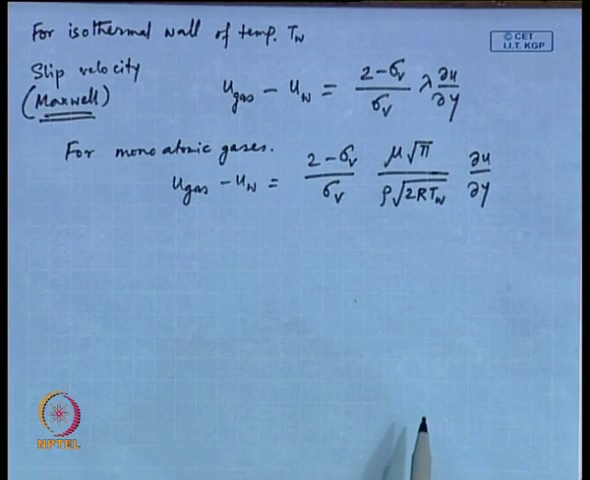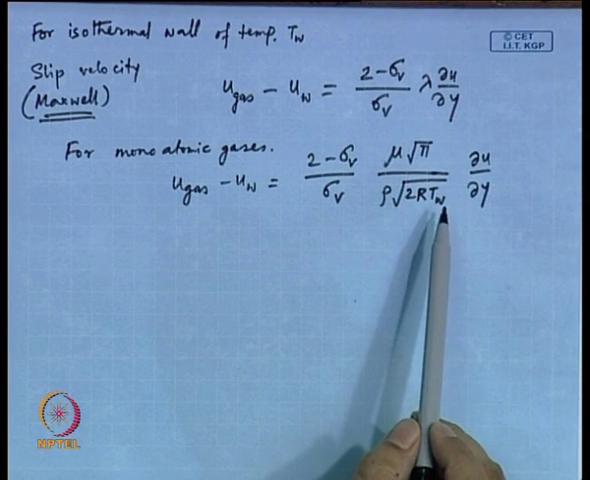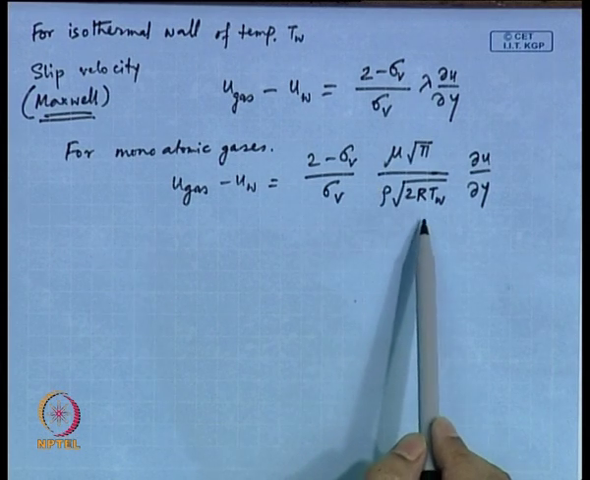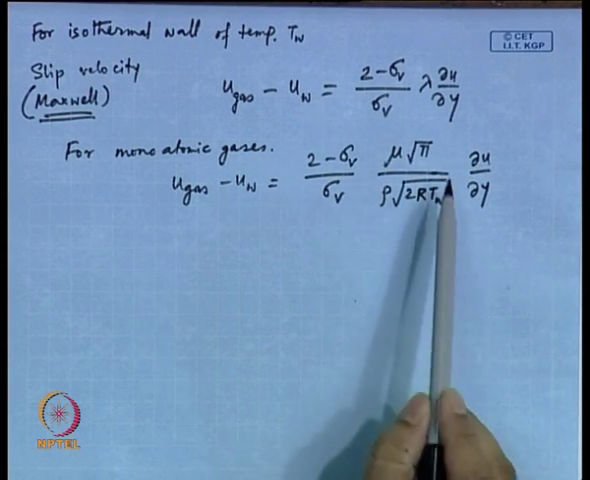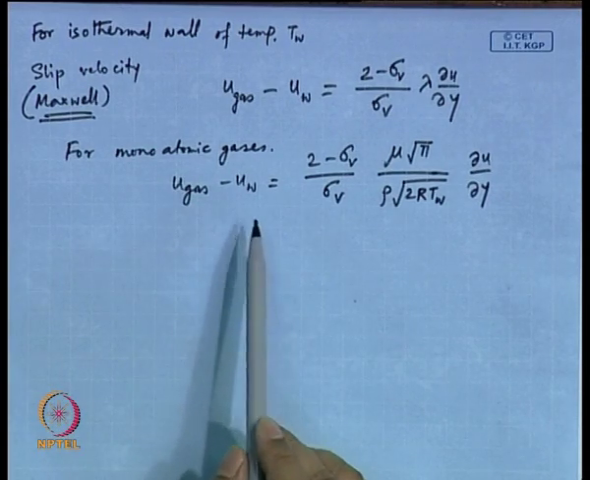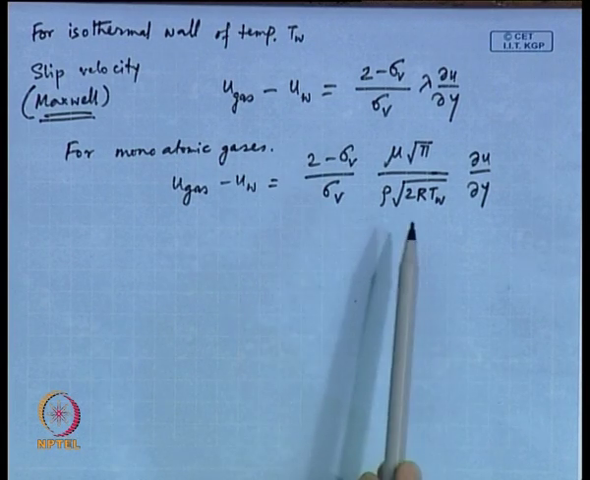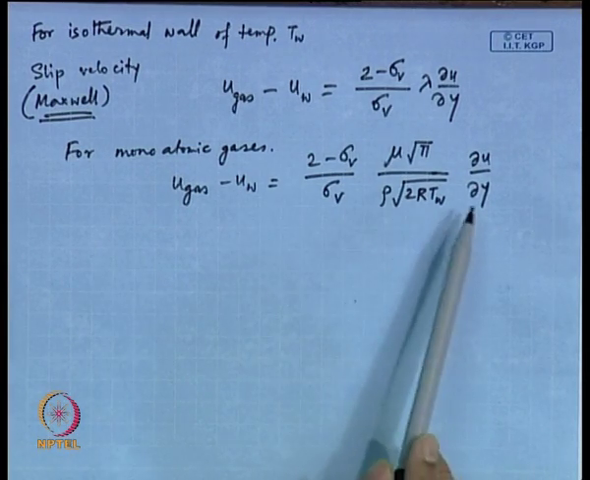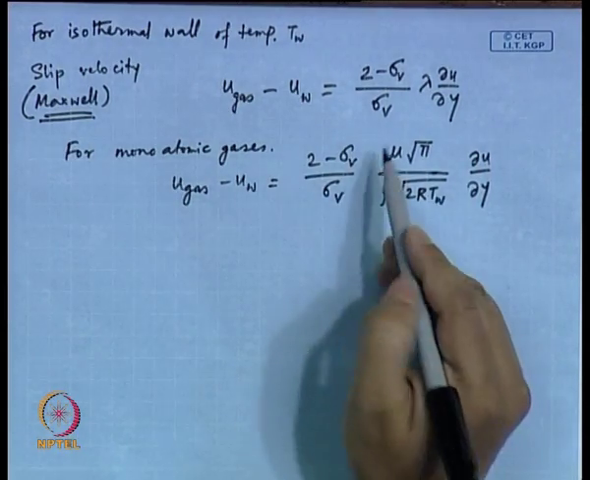You need to check the book on physical chemistry to find out how they arrived at this expression for mean free path for monoatomic gases. That is not exactly within our scope here, you can figure it out. Check the book on physical chemistry. So this is the expression for monoatomic gases, that u gas minus u w has a factor which has been put there because of the tangential momentum that incident molecules bring, and this del u del y arises from the Taylor series expansion, and this is the expression for lambda.